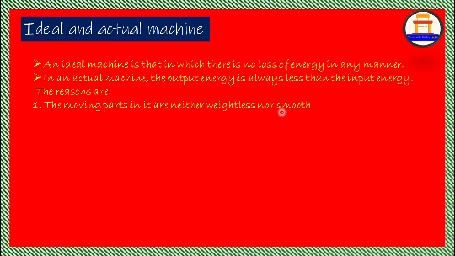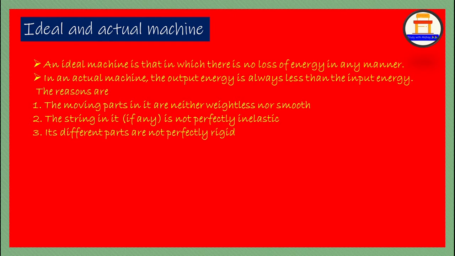Okay, the string in it, if any, is not perfectly inelastic. Okay, the different parts are not perfectly rigid. So if it is not perfectly rigid, then it must be elastic in nature. It should be inelastic also. So how is it so?